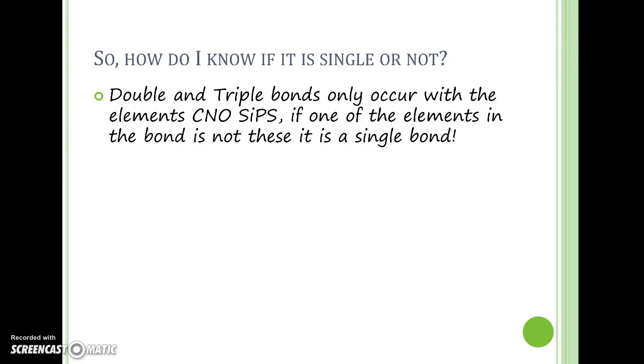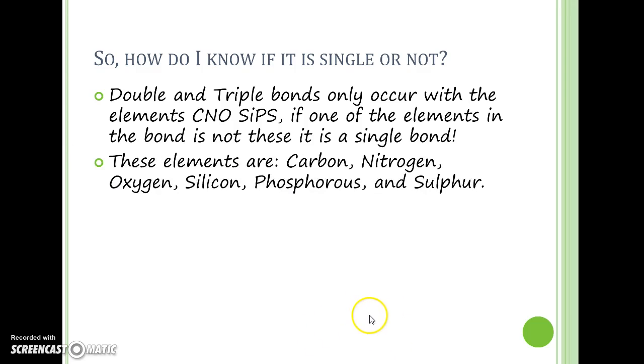So you're probably wondering, how do I know if it's a single covalent bond or not? Well, double and triple bonds only occur with the elements in CNO SIPs. So if one of the elements in the bond is not one of those, it is a single bond.